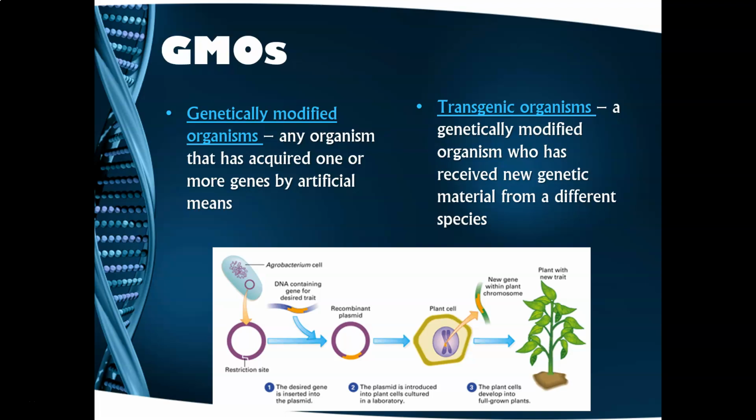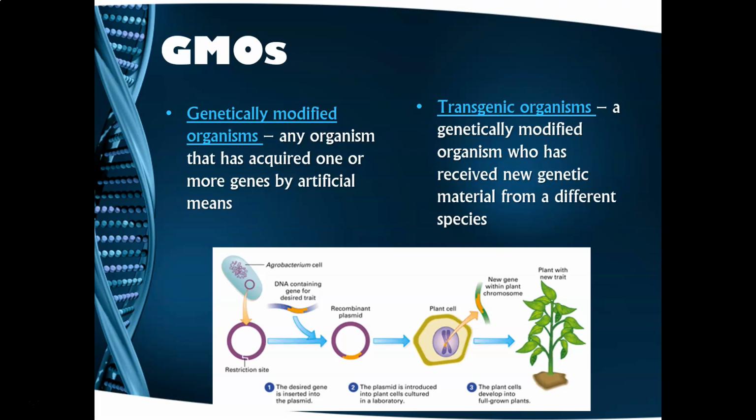So, let's just start off with a couple of quick terms just so we know what we're talking about here. When we talk about genetically modified organisms, by definition, that's any organism that has acquired one or more genes by some sort of artificial means. So really, we're talking about utilizing the genetic engineering techniques that we were talking about with the recombinant DNA and the plasmids, or using some sort of virus, something like that, in order to get a particular trait that wouldn't naturally be found in that organism and giving it to them.